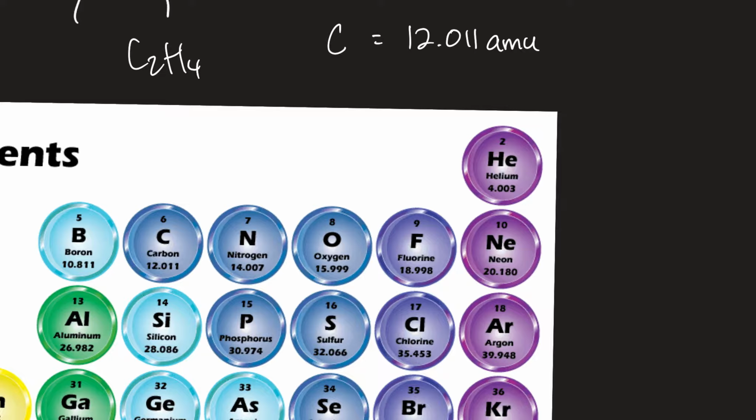Now, if you notice, there are two carbons in this molecule. So we want to multiply the atomic weight of carbon by 2. I'm going to multiply this number by 2. When we do that, we get 24.022 AMU.